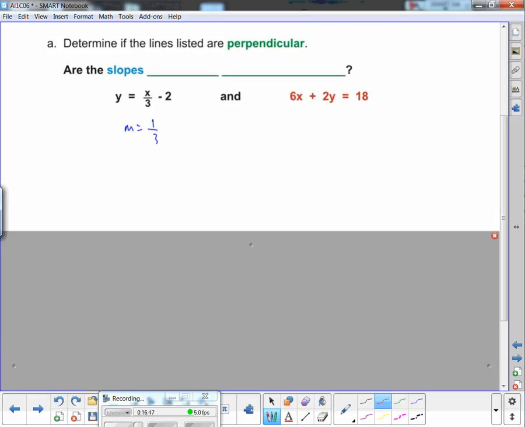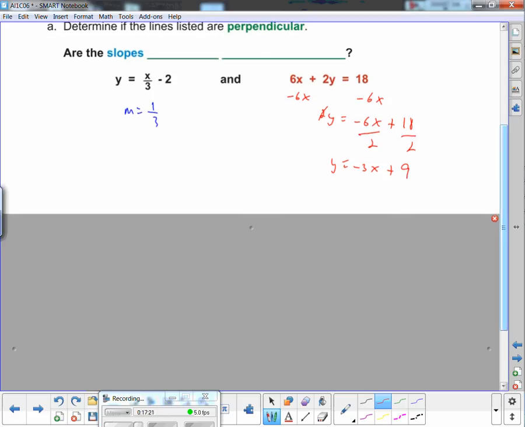We got to put it in proper form. Let's add a -6x to both sides. So now you have 2y equals -6x plus 18. Again, we'll divide both sides by the 2, right? And we end up with y equals -3x plus 9. So, somebody tell me the slope of the red line. Red line, Lauren? -3.